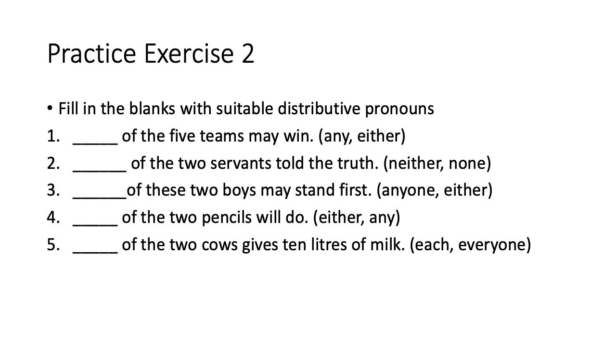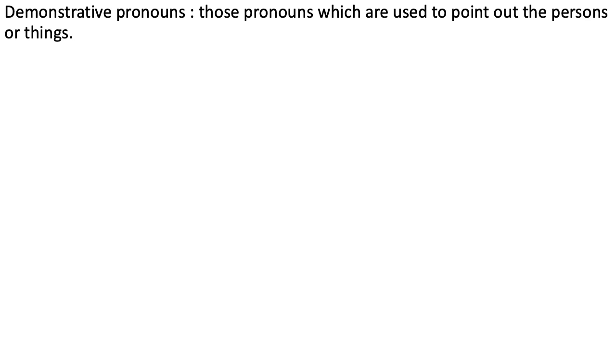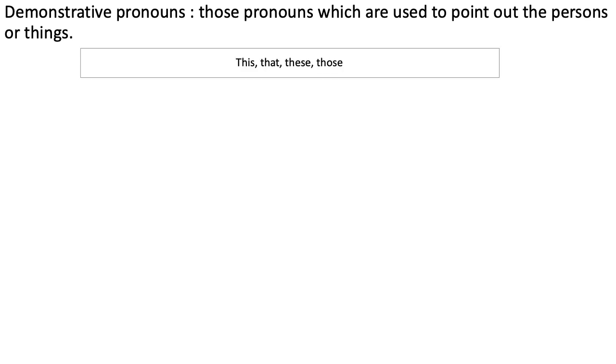Now do the exercise number 2. Demonstrative pronouns. Demonstrative pronouns are used to point out the persons or things. Demonstrative pronouns are this, that, these, those. This and these are used to refer to near objects, whereas that and those are used for far away objects.